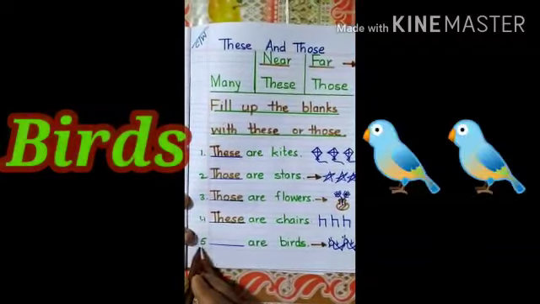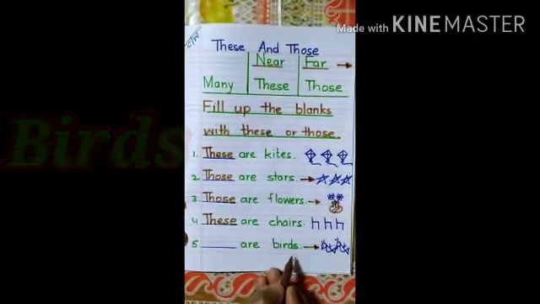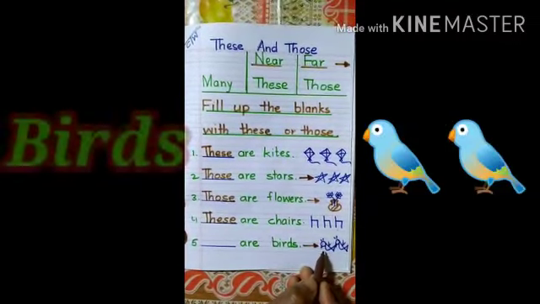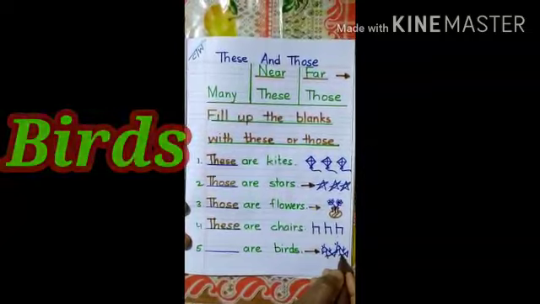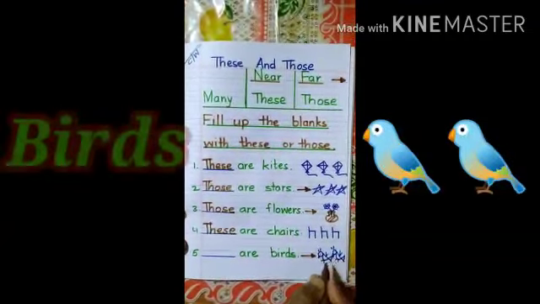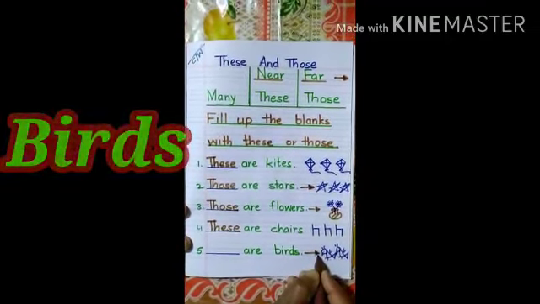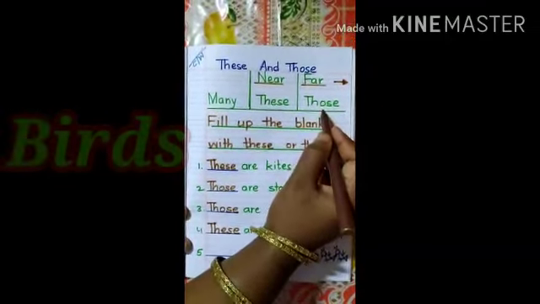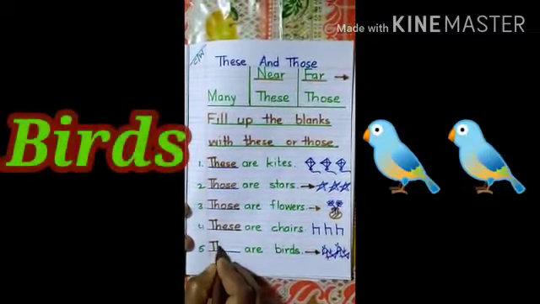In the fifth sentence, what do you see? Dash are birds. How many birds? Count children, count the birds. 1, 2 birds. See, 2 birds are there. So there's an arrow here. You can see arrow means it's far. So for far, what you have to write children? Those.